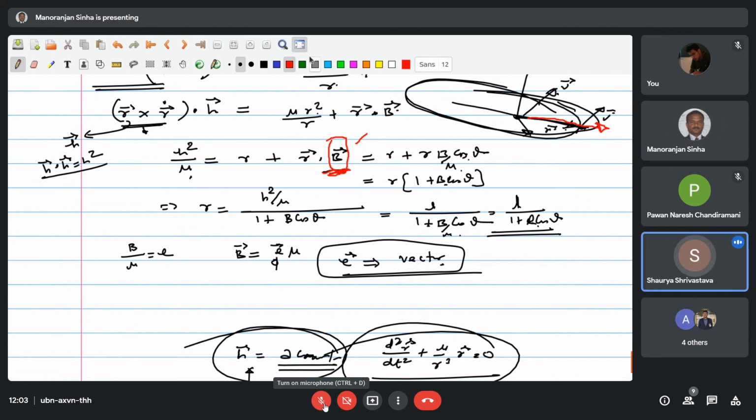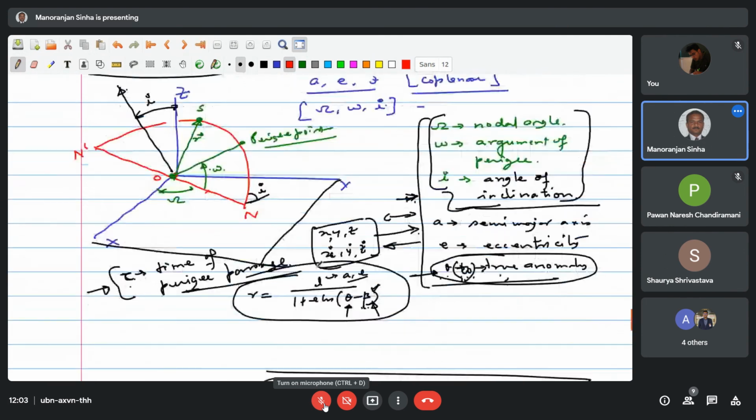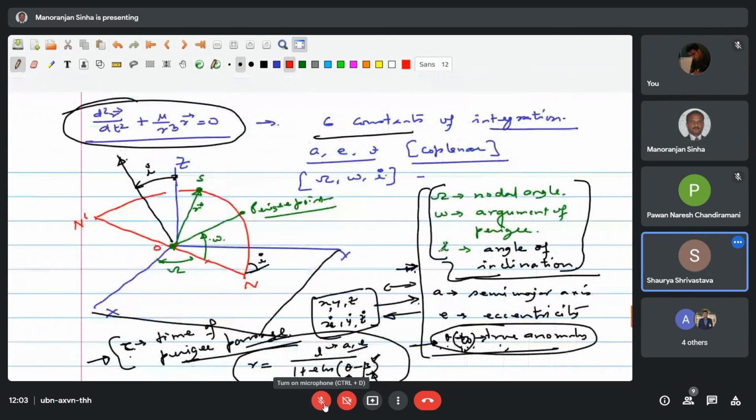Sir, can you show the figure again which shows the orbital elements? Yes. The capital omega, which is the nodal angle, is always taken from the x-axis. This is standard. It is measured from the x-axis, the OX line, toward the ascending node. This is the ascending node, and this is the descending node. So the orbit is going like this. The satellite is rising here and going down here.